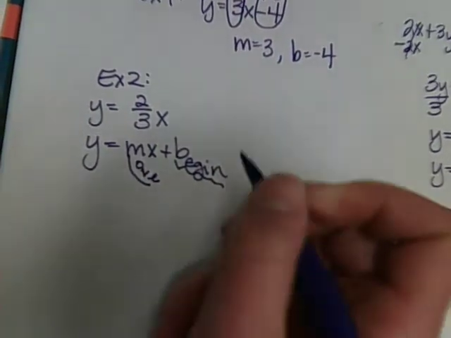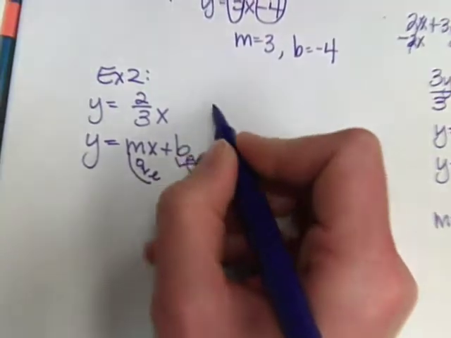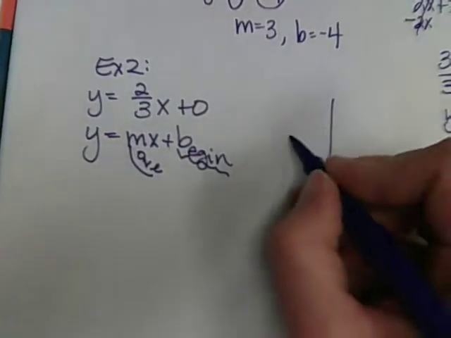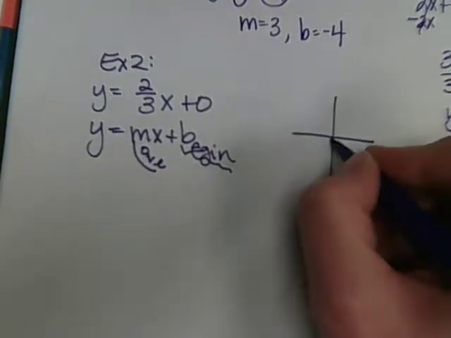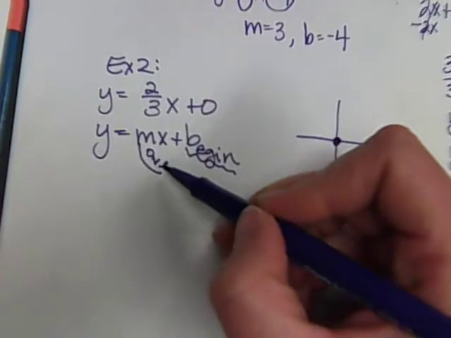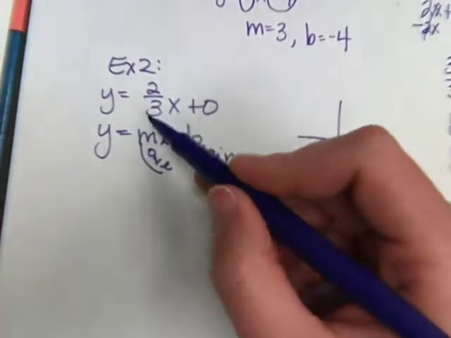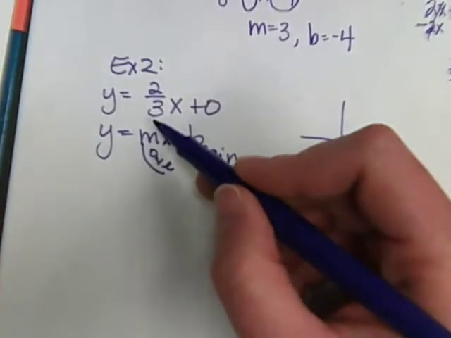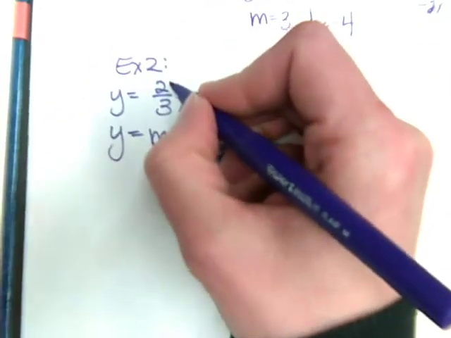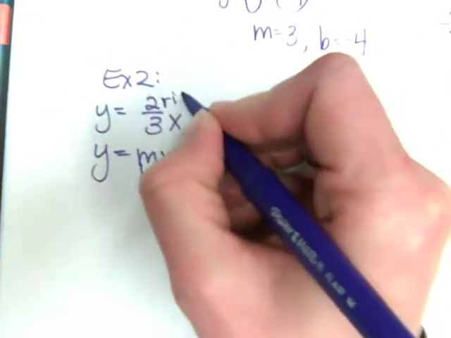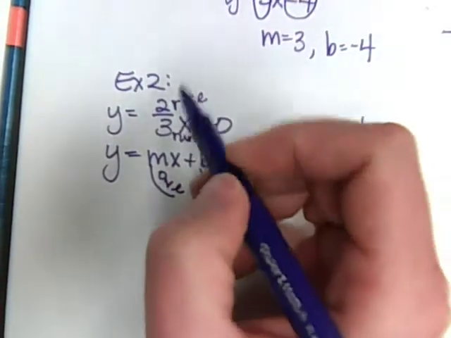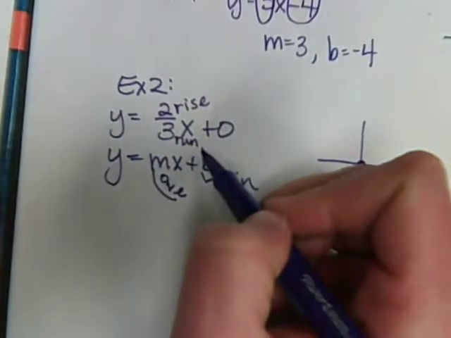If I look at this one, he doesn't have anything over here, so that's plus 0. So if I look over here at my graph, I'm going to begin at 0, and then I'm supposed to move using the slope, and we're going to do that twice. Handy enough, this is already written as a fraction. Remember, slope is written as rise over run. So I'm going to go up 2 and over 3.